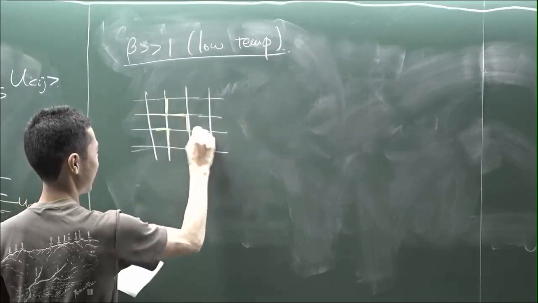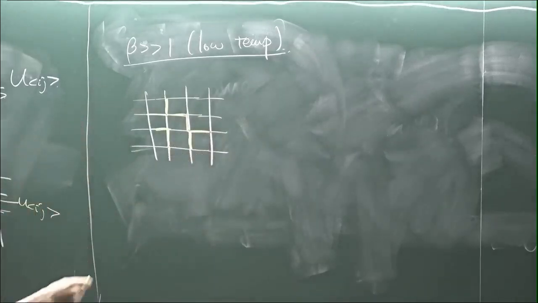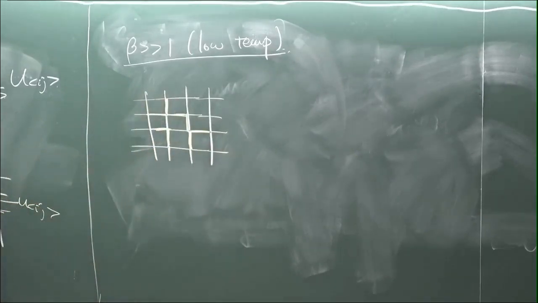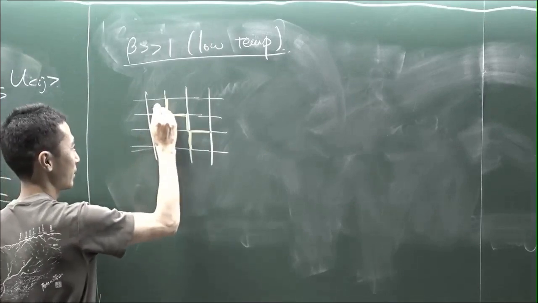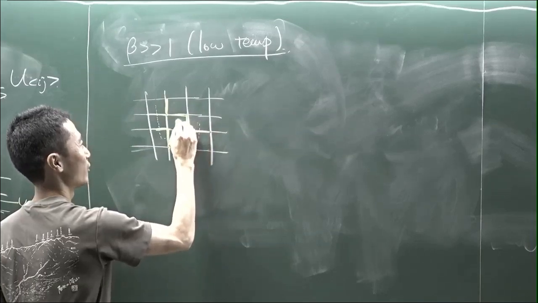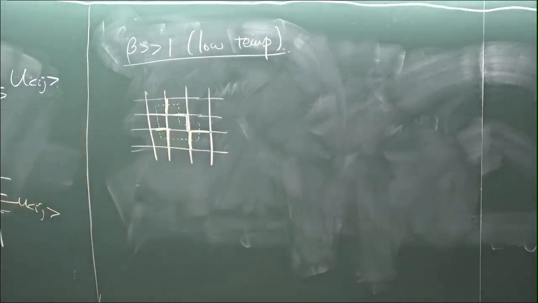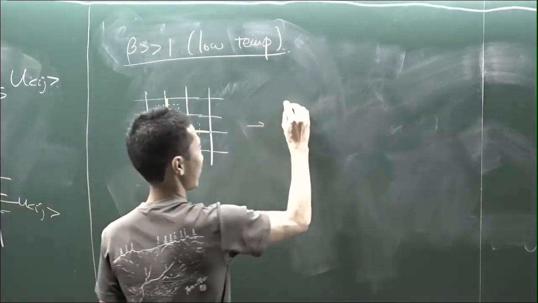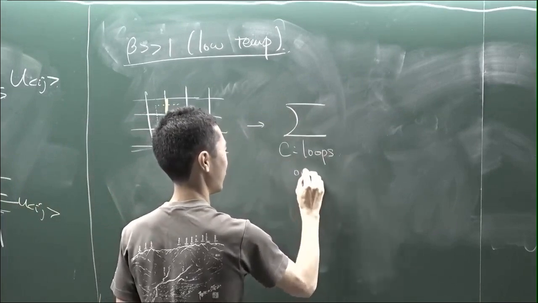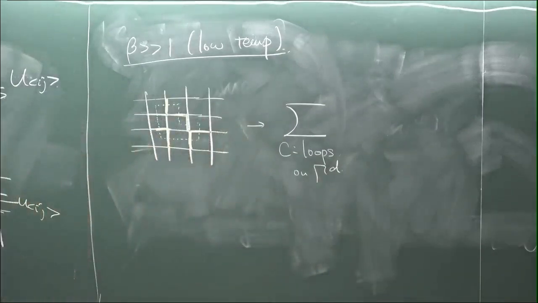So this is one allowed configuration. You can easily check that this face is okay, this face is okay, and so on for all the faces. And for each of these allowed configurations, you can draw a dual loop on a dual lattice by drawing lines which intersect these yellow lines perpendicularly. This again gives you a sum over loops on the dual lattice, like in the Ising model.